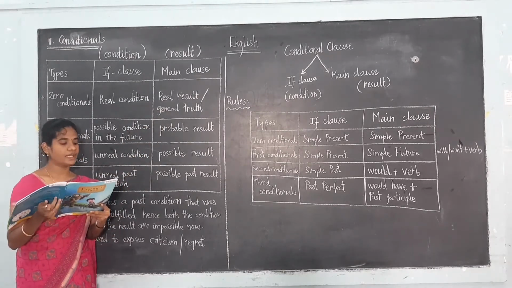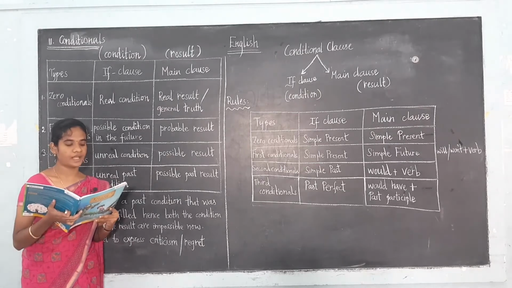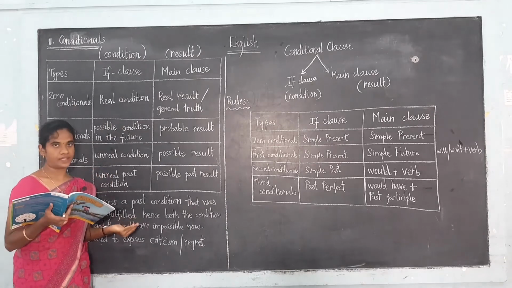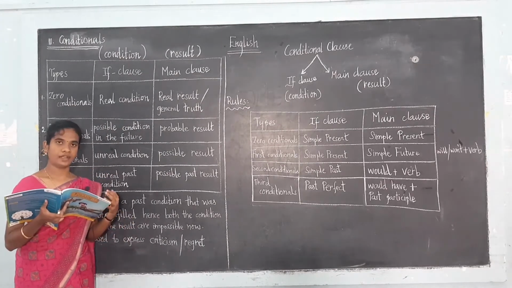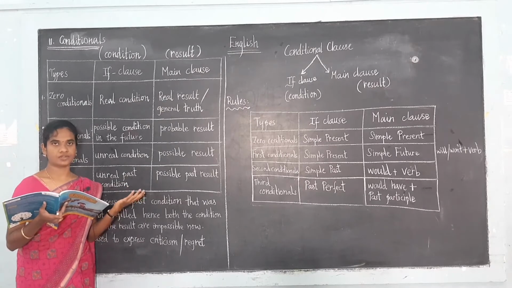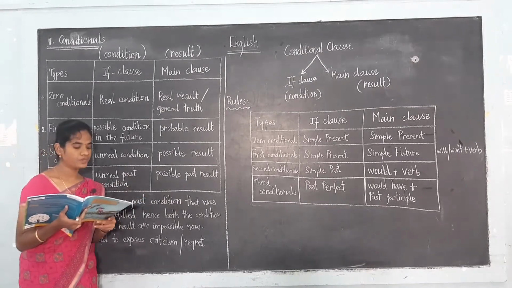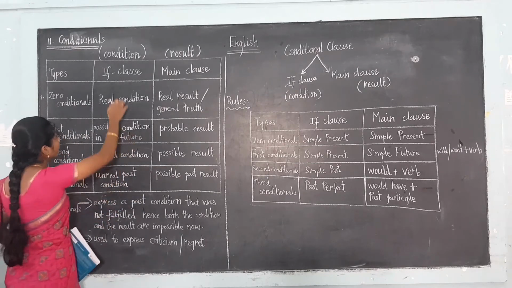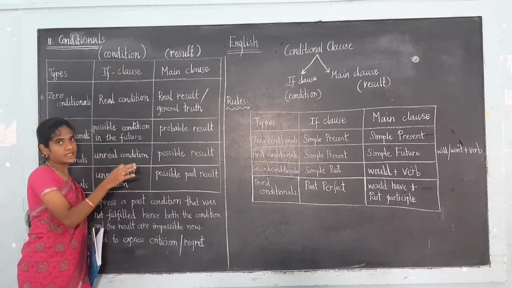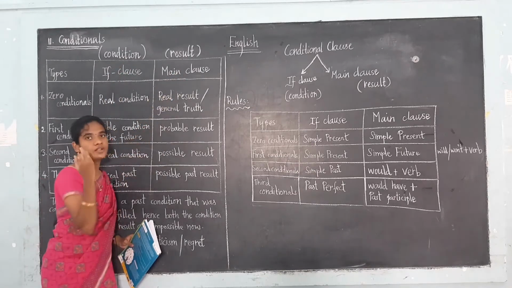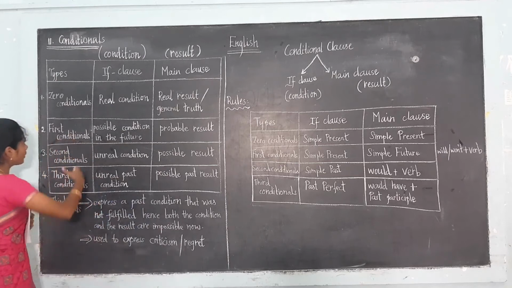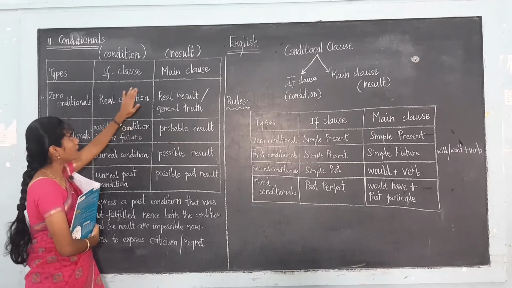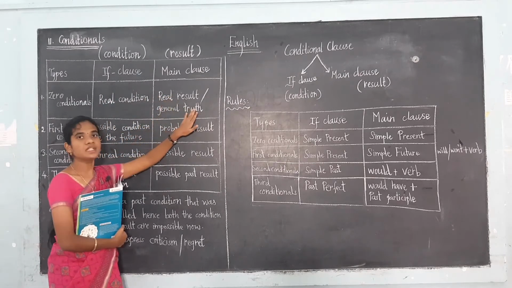The next one: if it rains, the school remains closed. It is also like that. If it rains is a real condition, and the school remains closed is the real result. So this is about the zero conditional. The if clause refers to a condition and the main clause is the result of the condition. The if clause has the real condition, and the main clause states its real results or the general truth.